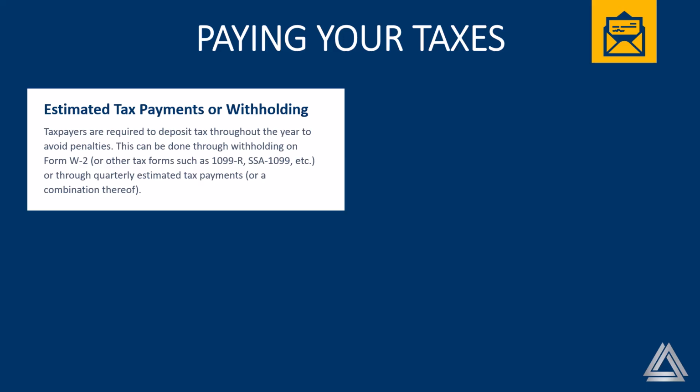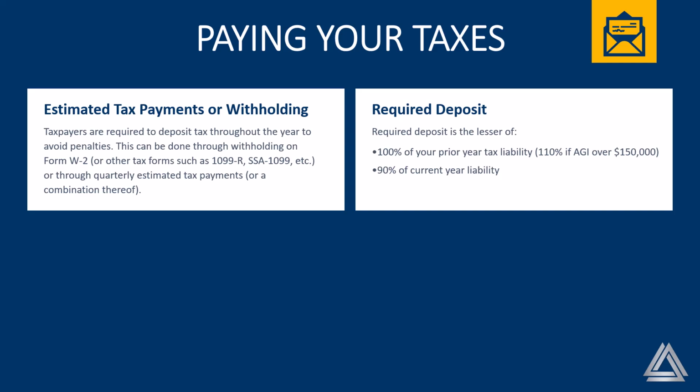This can be done through withholding on Form W-2 or other tax forms such as 1099-R, SSA 1099, etc., through quarterly estimated payments, or a combination thereof. Required deposit. Required deposit is the lesser of 100% of your prior year tax liability, unless your AGI was over $150,000, then it would be 110%, or 90% of your current year liability.